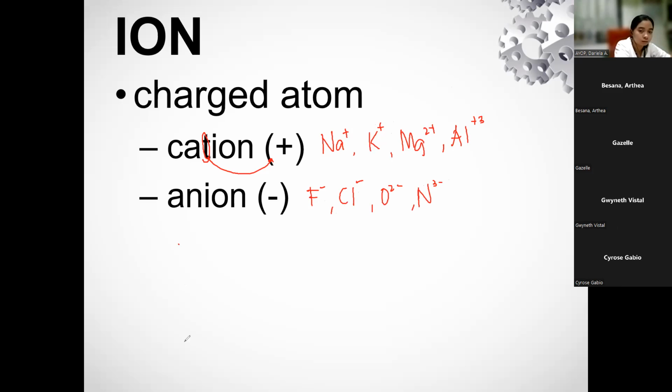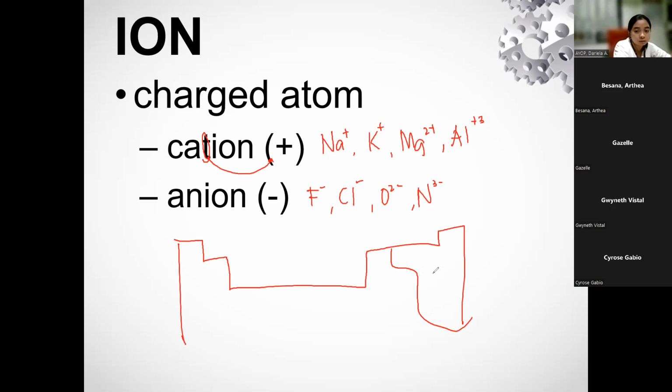So do not forget, when you look at the periodic table, this part here, we have our nonmetals and they are negatively charged. All the others are positively charged, so they are cations. So the transition metals in the middle are positive too. Okay?